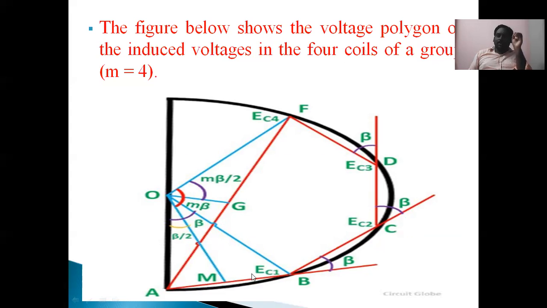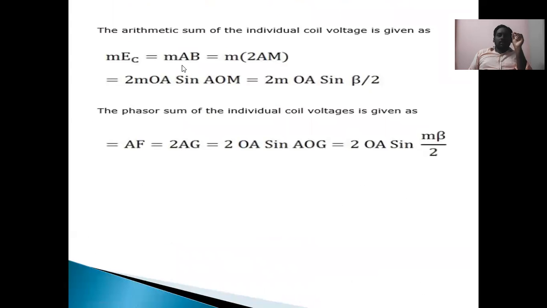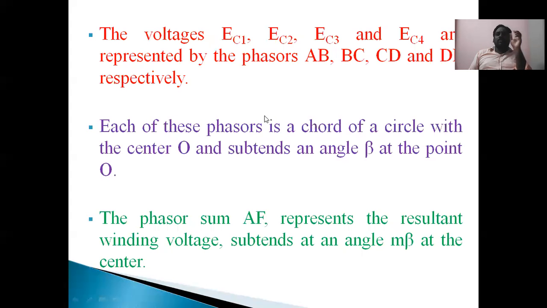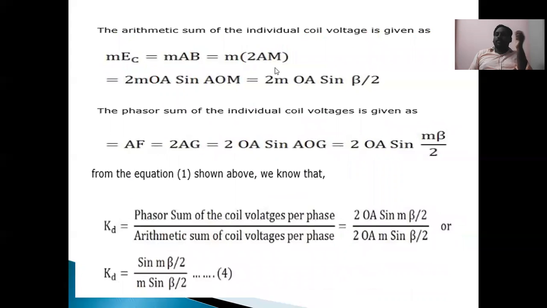AB is represented with AM plus DM. So AB is 2AM. Here m means the number of slots per pole. The total slots, first we consider one coil voltage. That's why m into AB, and AB is nothing but 2AM. So m into 2AM.